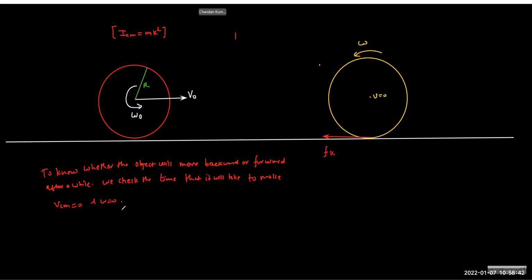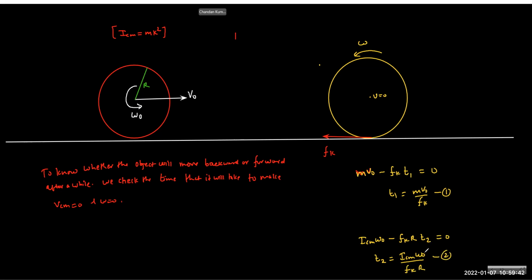So let's take them separately. I can find the VCM zero very easily using the simple funda of the impulse momentum theorem. So I can say that M V naught minus F_k T1 equals zero. So I can get T1. And for the omega, the initial angular momentum is I_CM omega naught, F_k times R is the torque, T2 is the time it will apply for, and then it will make it zero. T2 turns out to be I_CM omega naught by F_k R. This is a very simple equation that you can easily derive.